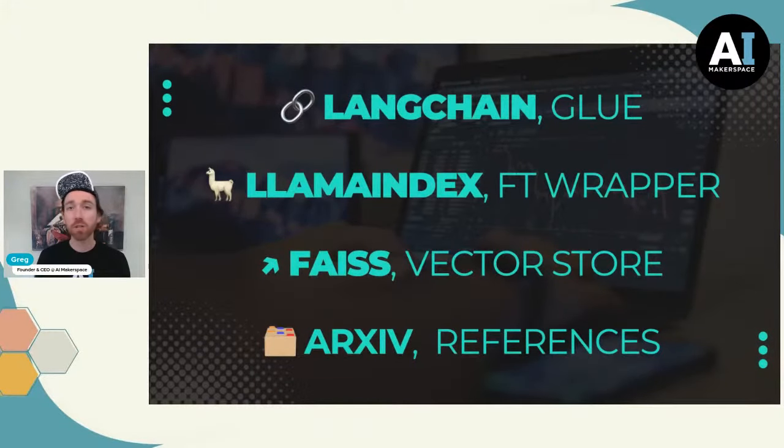The glue that holds all of this together, we're going to use LangChain. The fine-tuning wrapper, as we saw, we actually used Llama Index. For our vector store, we're going to use Facebook AI Similarity Search, or FAISS. And for our reference material, for our documents, we're going to look in arXiv and find the top gradient descent papers.